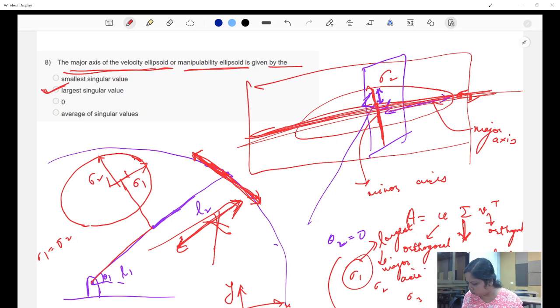Ma'am, are we doing the singular value decomposition of J or J inverse? J, yes, it is J. You can do it for any matrix.